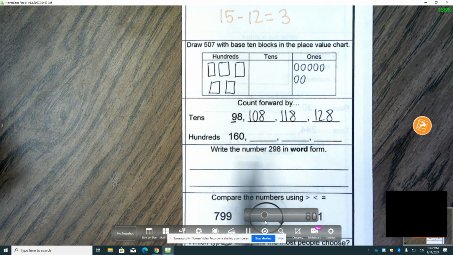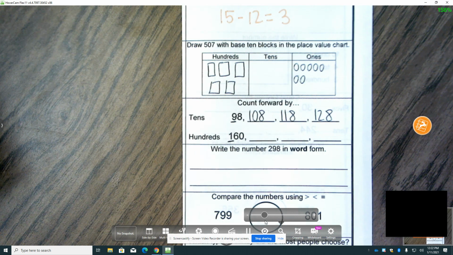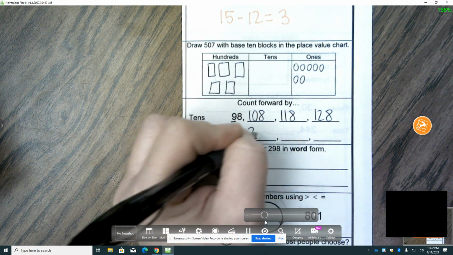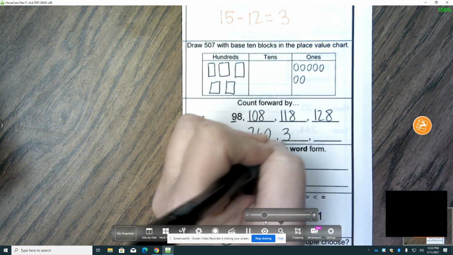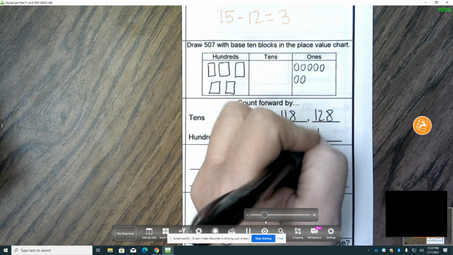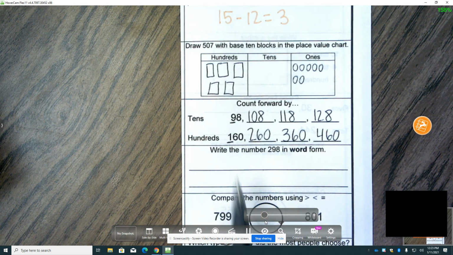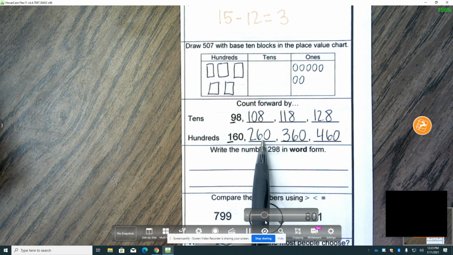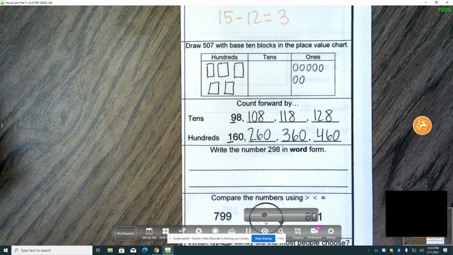The next one we need to count forward, but this time we're counting by hundreds. So let's look. We have a 1 in the hundreds place, so we're looking for a pattern. The next one we're going to have 2 in the hundreds place, and the 10s and 1s stay the same. We're going to have a 3 in the hundreds place, and the 10s and 1s stay the same. And then we have a 4 in the hundreds place, and the 10s and 1s stay the same. So we have 160, 260, 360, and 460. Boys and girls, we know that's something that we can practice at home, counting by 10s and counting by hundreds.